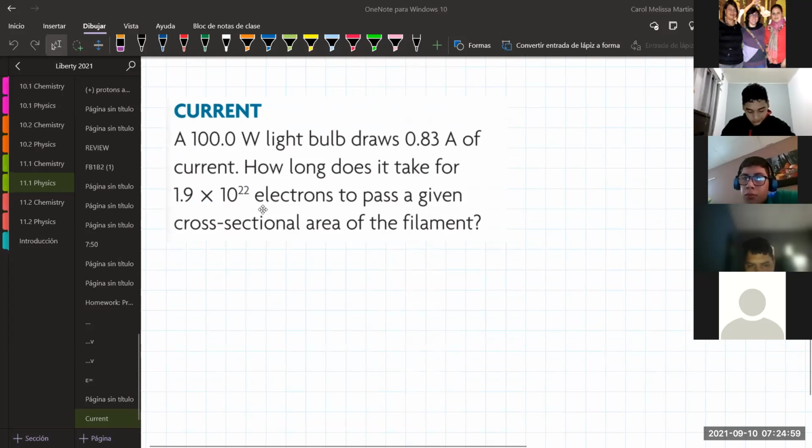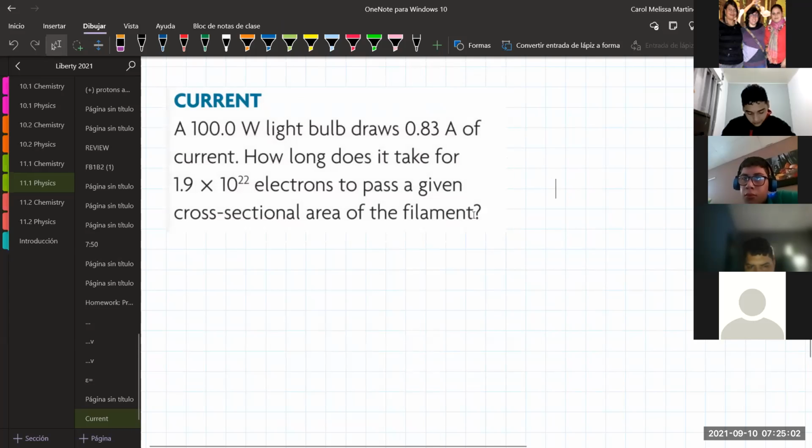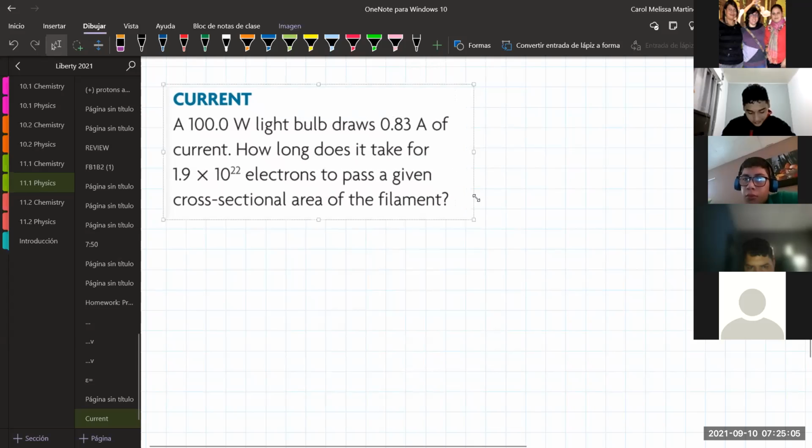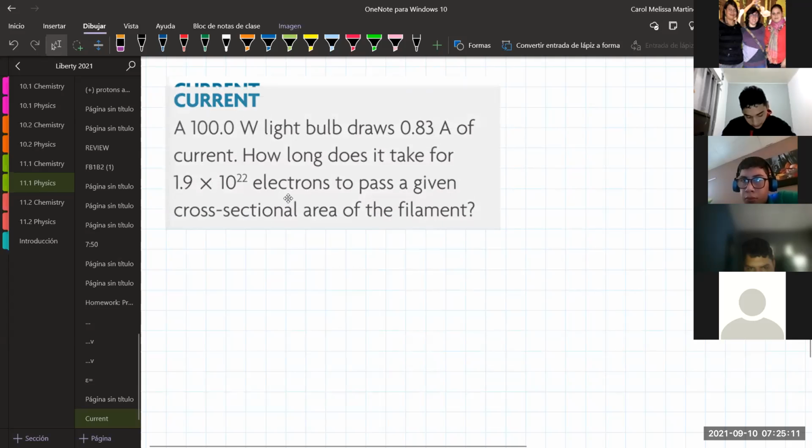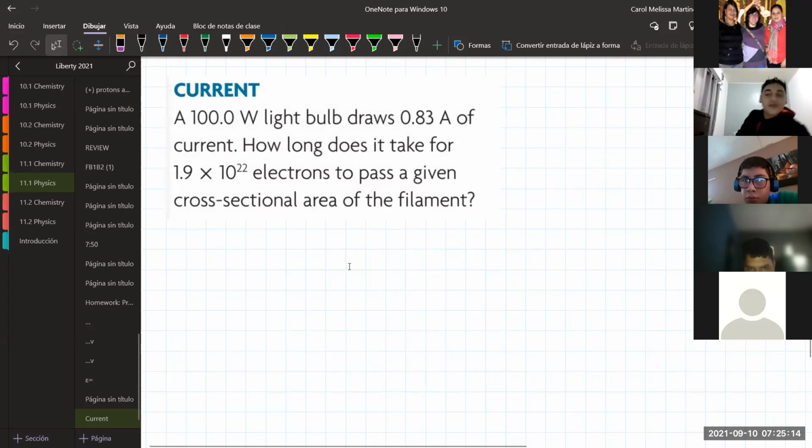Now, we have one more example. This one is a little bit more complex, but it doesn't mean that it's difficult. Take a look. We're talking about a light bulb that has 100 watts of power. The light bulb draws 0.83 amperes of current. Then it says, how long does it take for 1.9 times 10 to the 22nd power electrons to pass a given cross-sectional area of the filament?